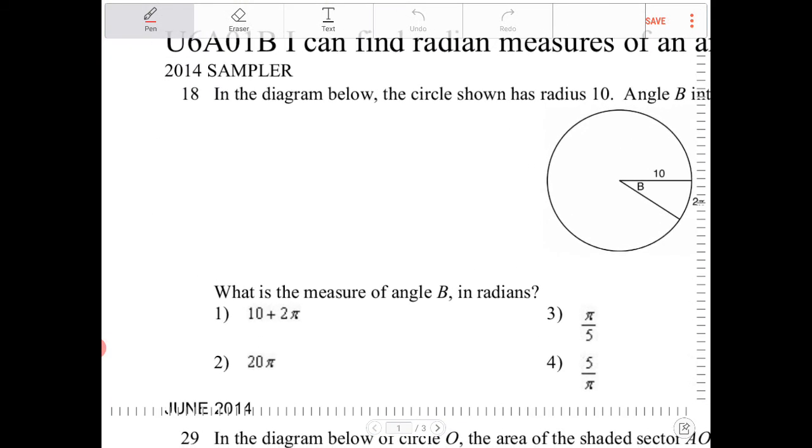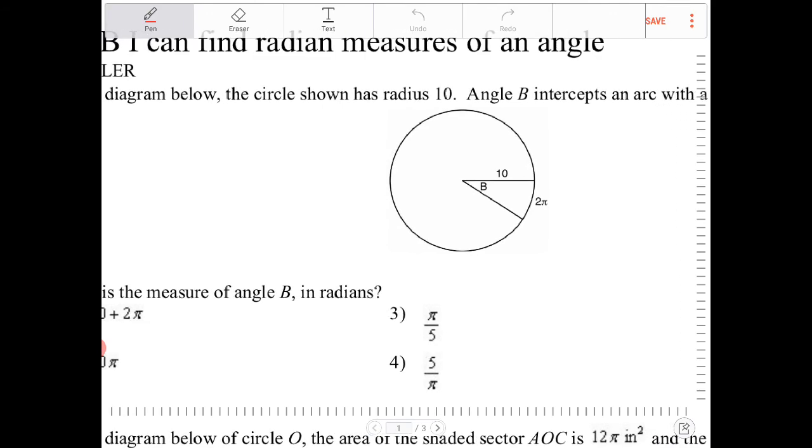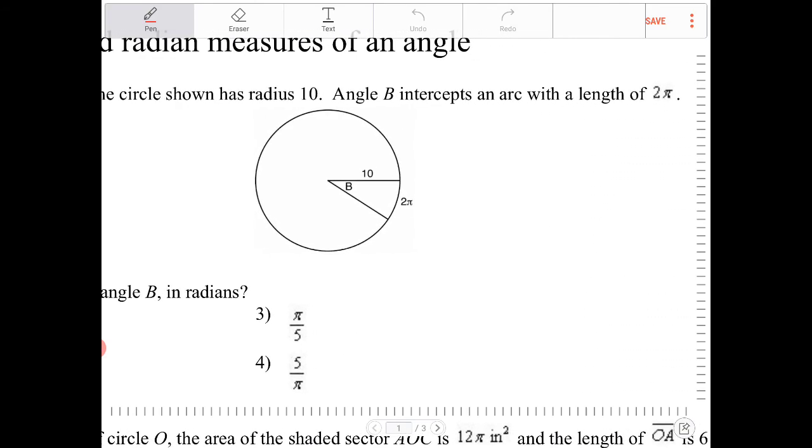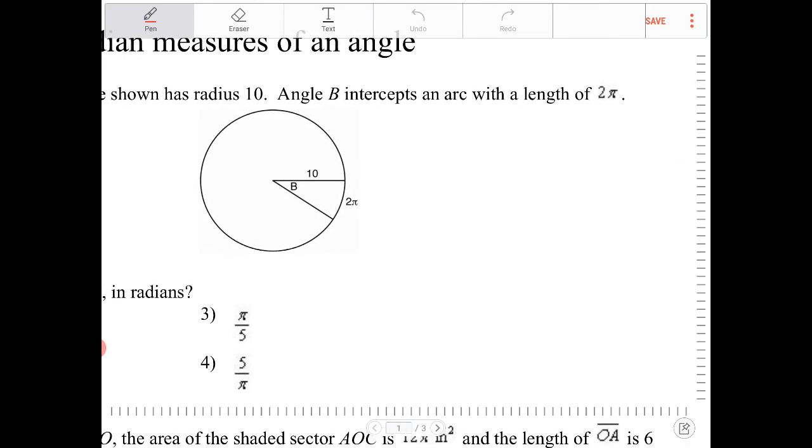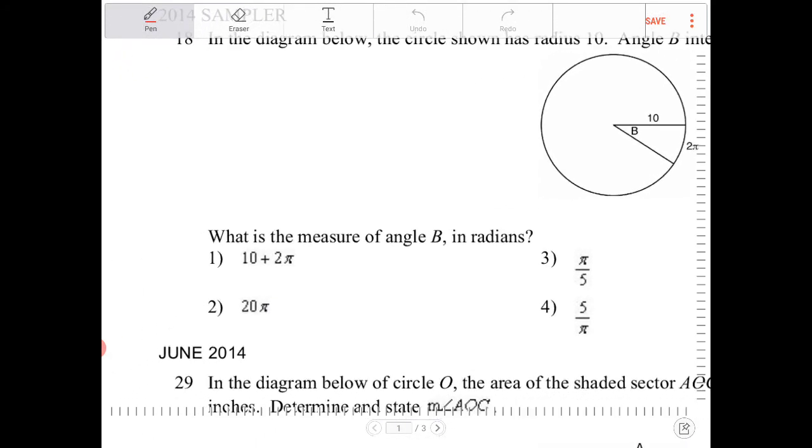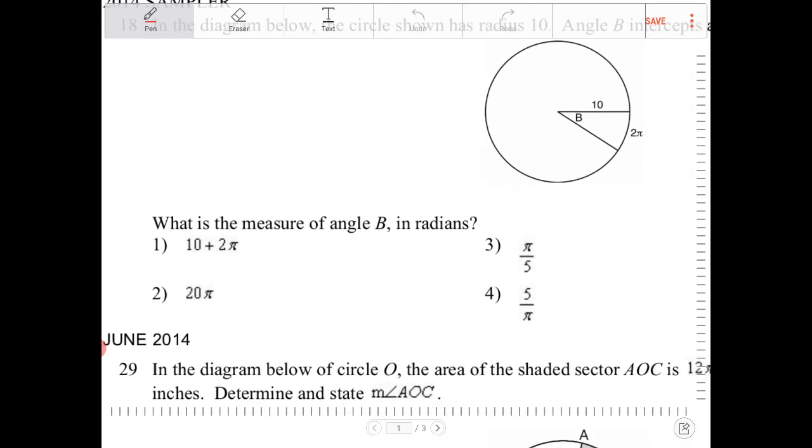Okay, so question number 18 from the 2014 sampler says, in the diagram below, the circle shown has a radius of 10, and angle B intercepts an arc with a length of 2 pi. What is the measure of angle B in radians?